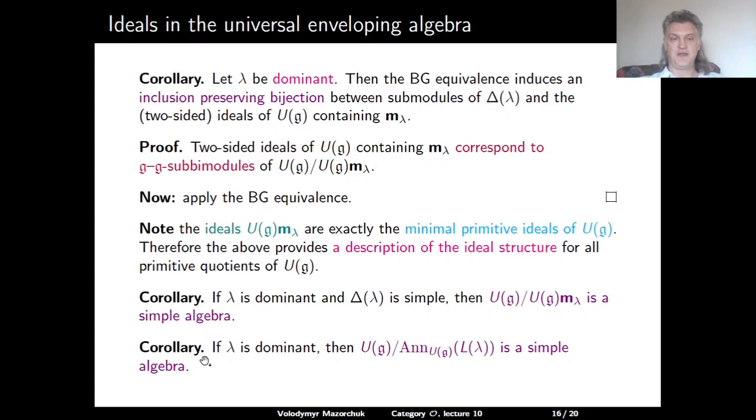Another corollary is that if lambda is dominant, the quotient of UG over the annihilator in UG of the simple highest weight module L lambda is a simple algebra. This is because L lambda is a simple module, so its annihilator must correspond via this bijection to the maximal ideal in UG modulo UG times m lambda.